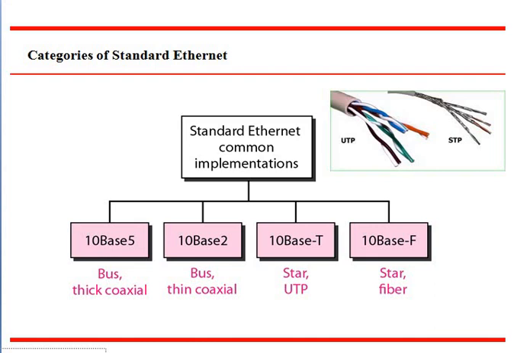Next we move on to the categories of standard Ethernet. The standard Ethernet common implementation is divided into 4. One is 10Base5, second is 10Base2, third is 10BaseT, and fourth is 10BaseF. In 10Base5 we are going to use thick coaxial cable. In 10Base2 we are going to use thin coaxial cable. 10BaseT uses UTP and 10BaseF uses fiber cables.